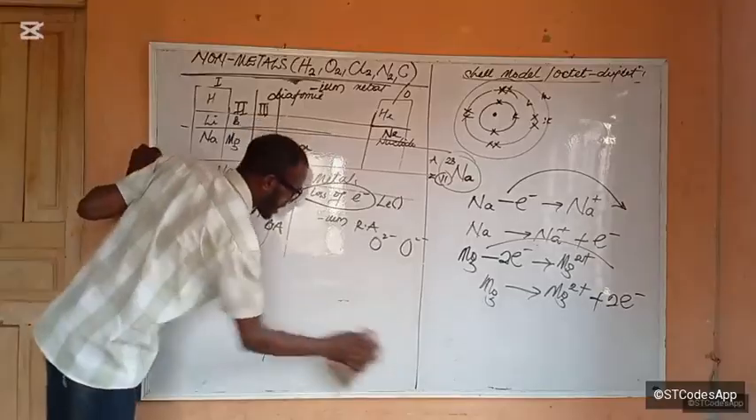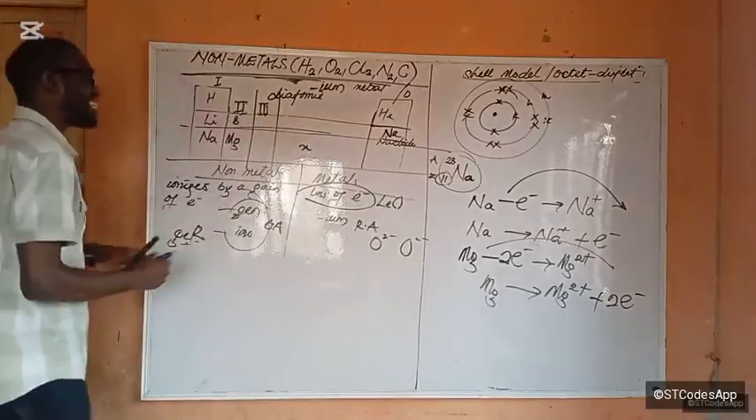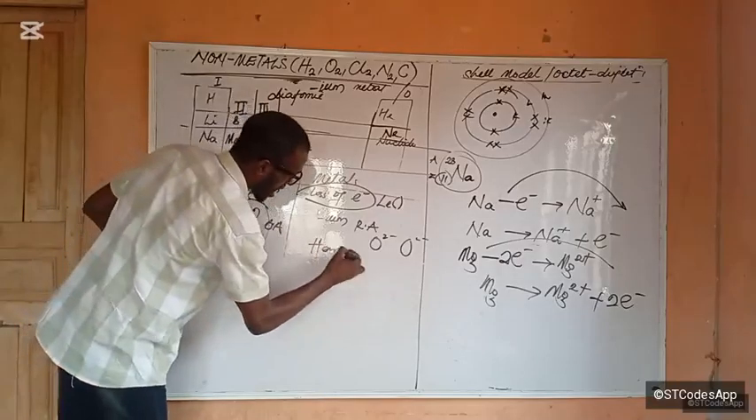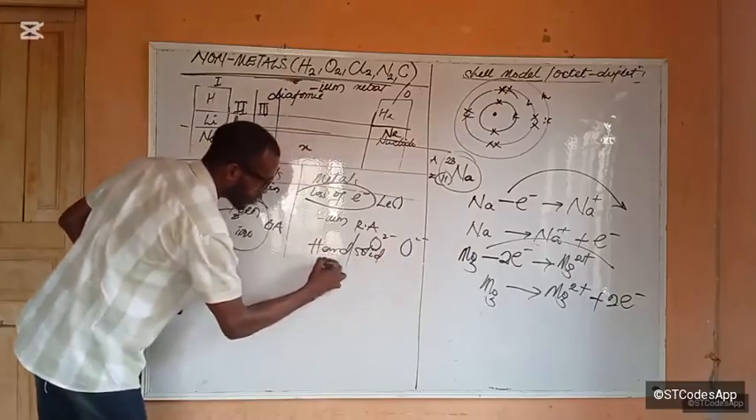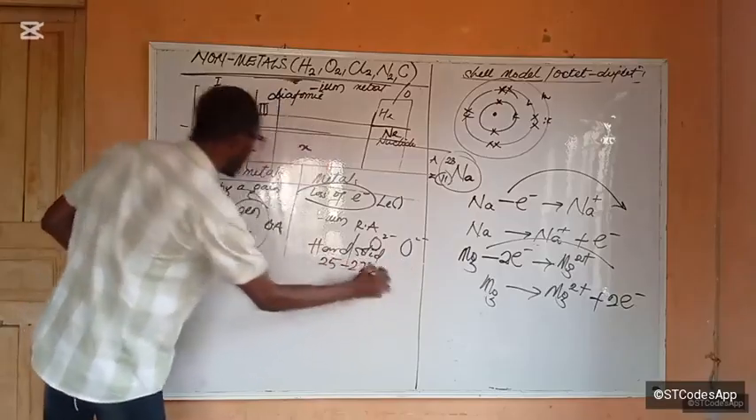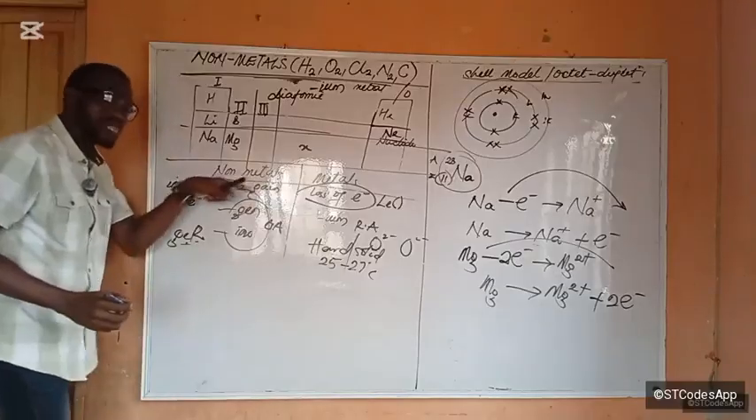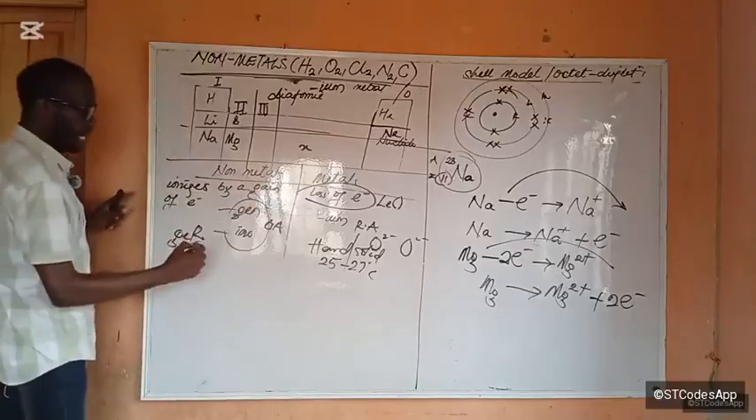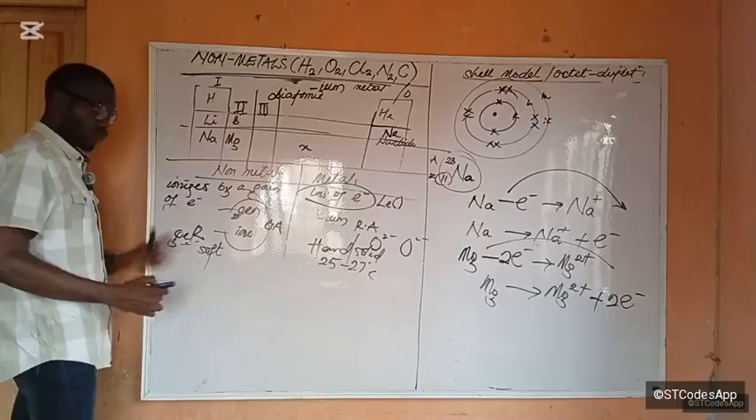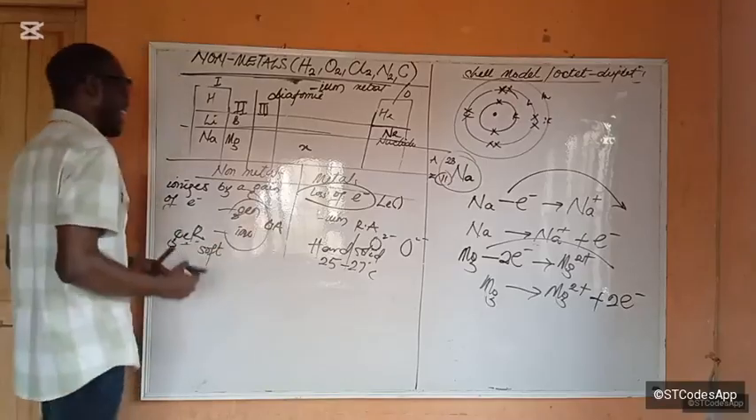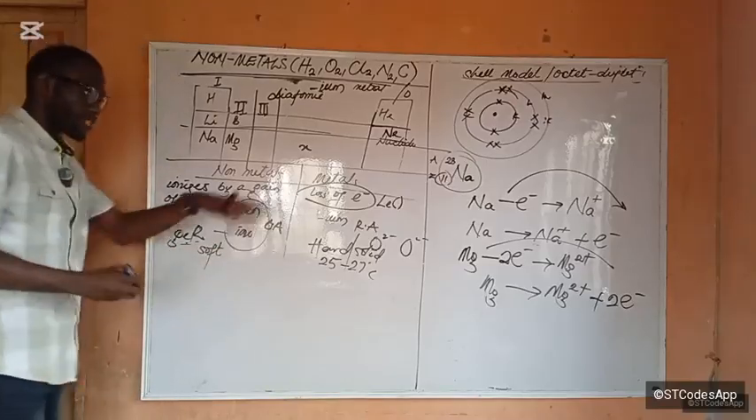Another difference between them is that metals are generally hard. They are generally hard solids at room temperature. Room temperature is between 25 to 27 degrees Celsius. But these guys, non-metals, they are generally soft solids or liquids or gases at room temperature. But these ones are generally hard.